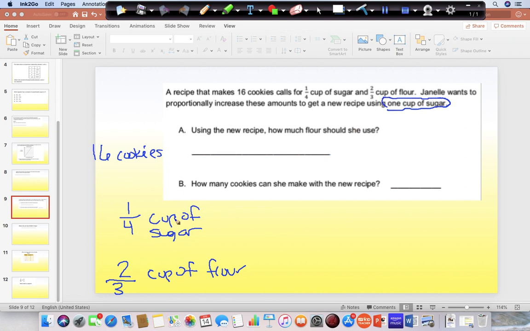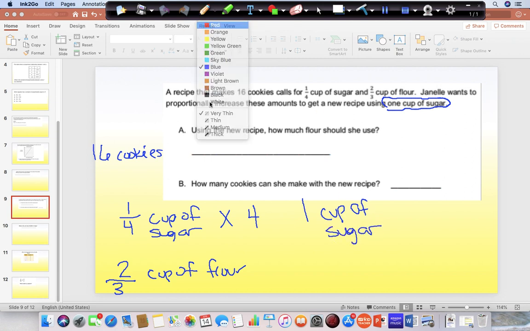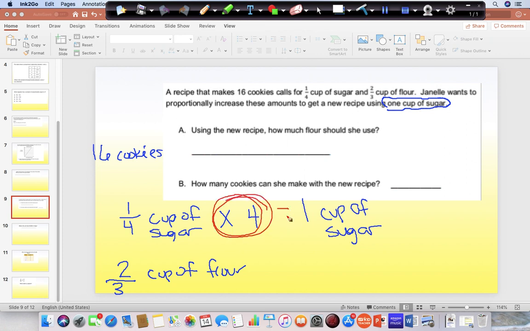Because we already know that the amount of sugar that we use for this one recipe is 1/4 of a cup of sugar, which means we have to multiply that times 4 in order to get 1 cup of sugar. So 1/4 times 4, we multiply times 4 to get our 1 cup of sugar. So if we multiply times 4 to get the 1 cup of sugar, then we need to multiply the other things in this problem by 4. A says, using the new recipe, how much flour should she use?